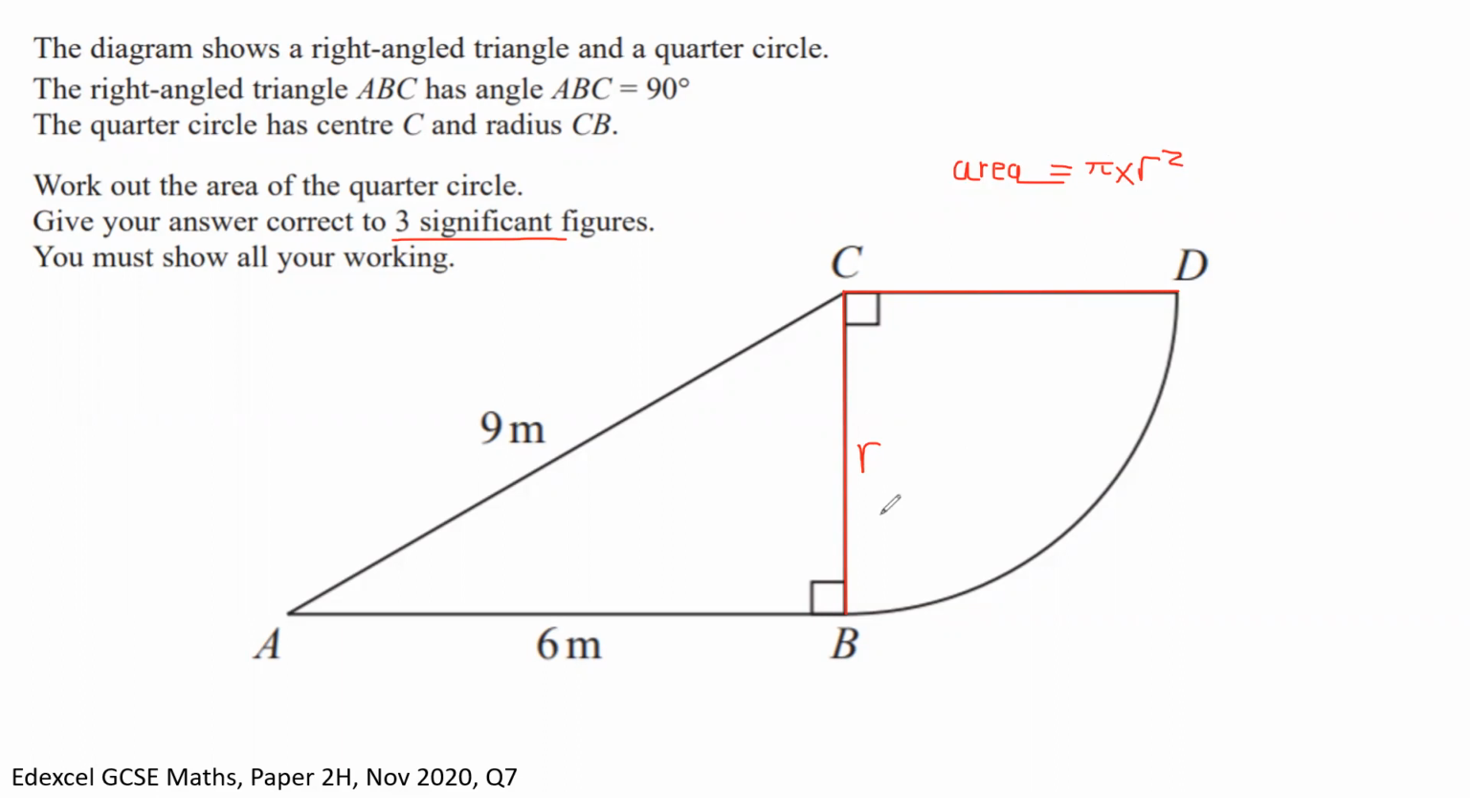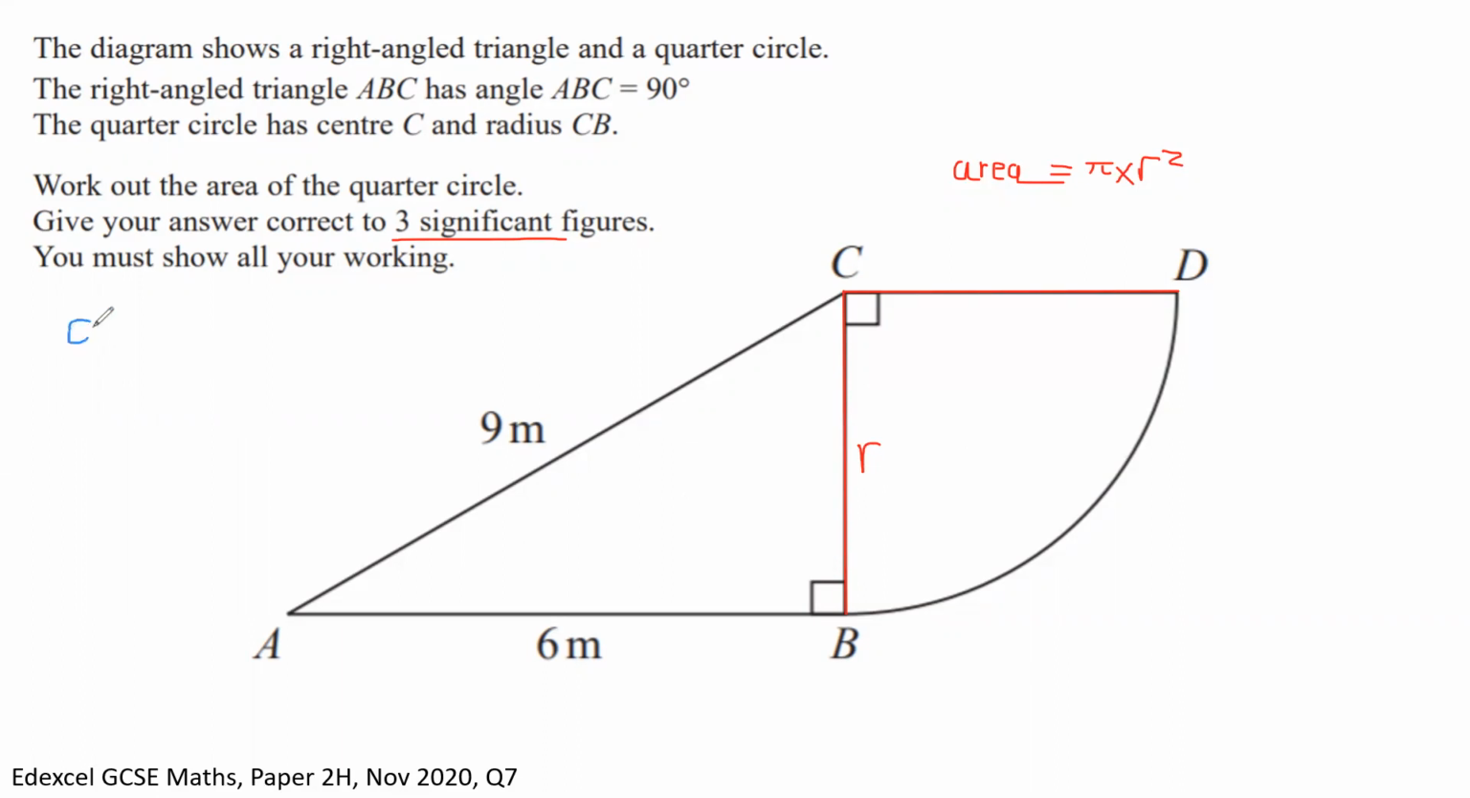Now, when it comes to triangles and lengths of triangles, we can either use Pythagoras or trigonometry. The way that I would work out which one to use is if there's an angle involved somewhere, you're going to use trigonometry. If there's no angles, use Pythagoras. So in this question, we haven't got any angles given. Therefore, we know that we need to be using Pythagoras.